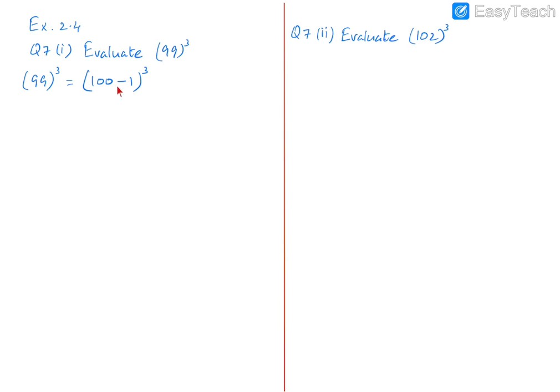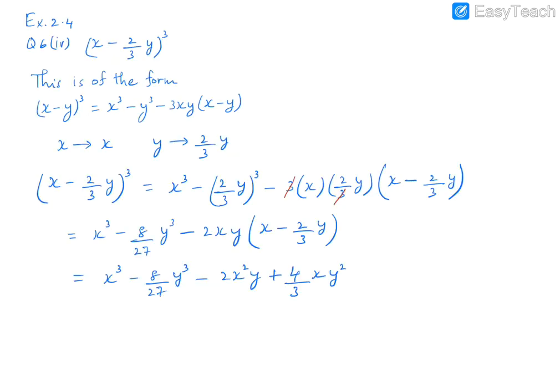So now this is of the form x minus y the whole cube, and we know x minus y the whole cube is equal to x cube minus y cube minus 3xy into x minus y. So this is our identity, which we have already seen.